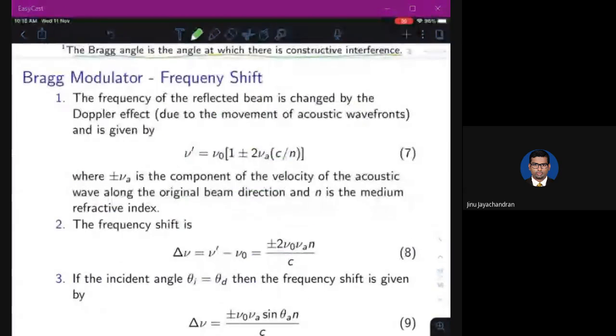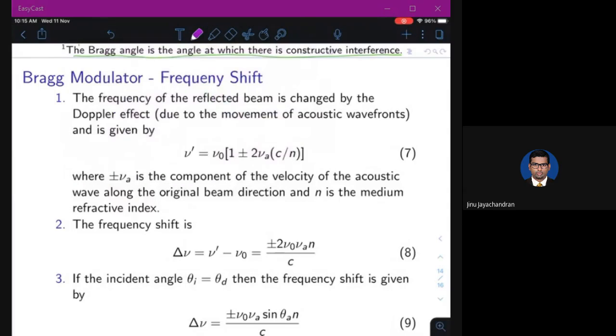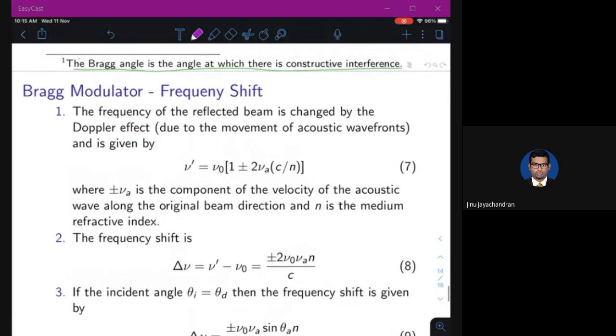Now there is a frequency shift in this Bragg modulation. Why is there a frequency shift? Because of the Doppler effect. The Doppler effect is the effect in which if there is a relative motion between the source and the destination, then the destination will see a change in frequency. That is basically the Doppler effect. So why is the Doppler effect happening? You see there are wavefronts in the Bragg modulator. Actually, these wavefronts are moving, right? Because this is basically an acoustic wave.